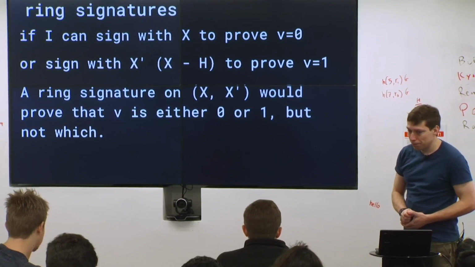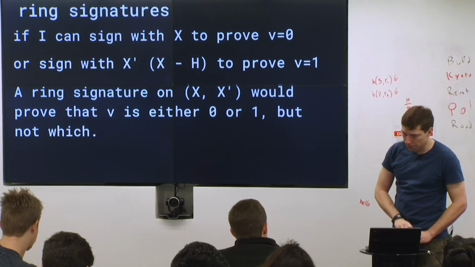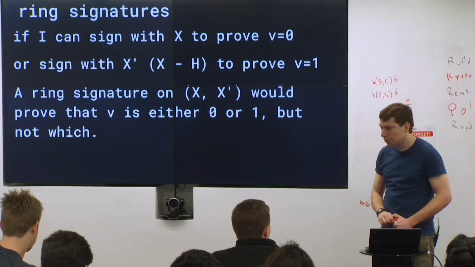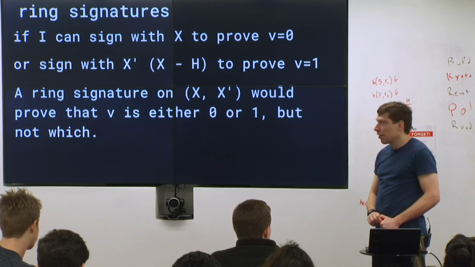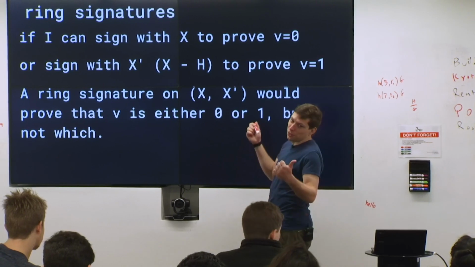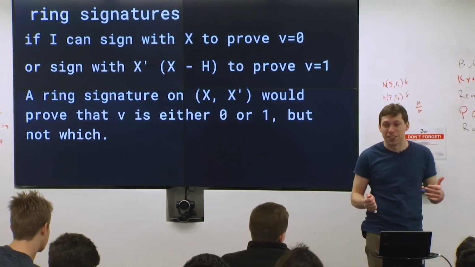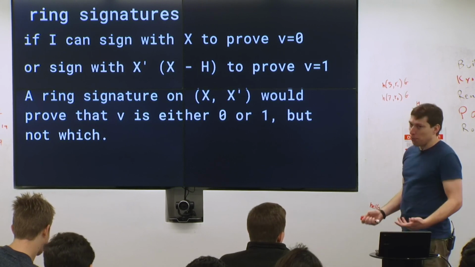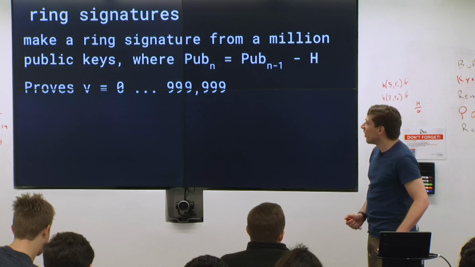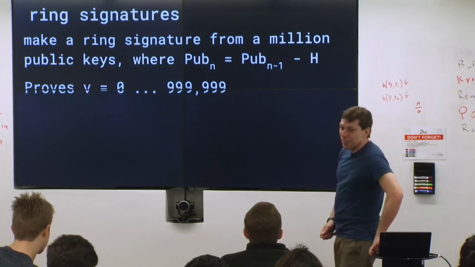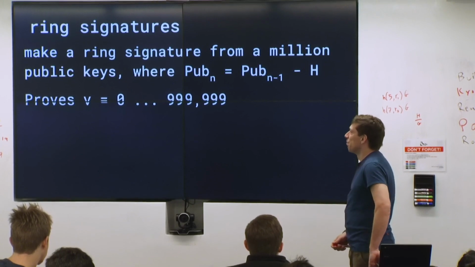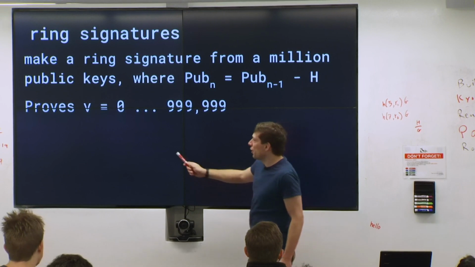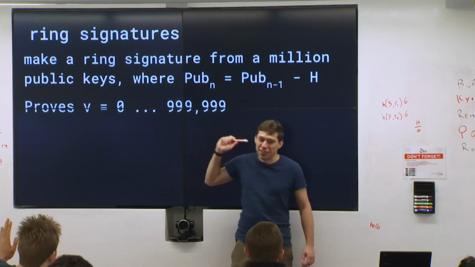I thought the point of this was to prove that V is non-negative. Right now we're just saying it could be two values. How does it help us prove that it's not negative? Well, neither of these are negative, so we've done quite a bit more than prove it's not negative. We've proved that it's exactly 0 or exactly 1. We might want more values. So make a ring signature from a million different public keys, where pub n is just pub n minus 1 minus h, and then I prove that V is somewhere in the range from 0 to 999999.